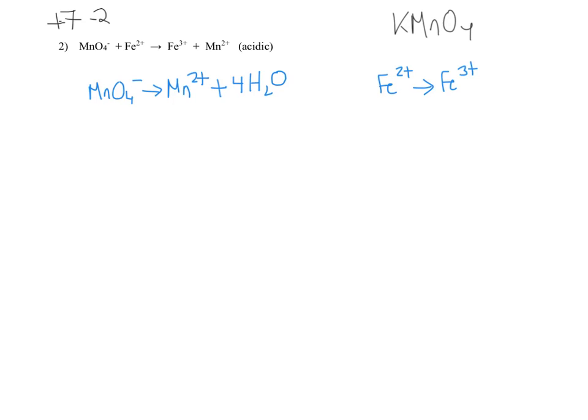Okay, 4B says balance the hydrogens by adding an H plus to the deficient side. For each hydrogen, you add an H plus to the deficient side. So here we don't have any hydrogens. Here we have 4 times 2 is 8. So on this side, we're going to add 8 H plus. Make sure it's H plus, not H or H2. Here we don't have any hydrogens, so we don't have to worry about that.